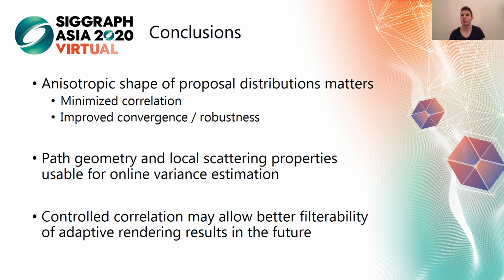We saw that anisotropic shape of proposal distributions matters. By minimizing correlation under variance constraints, we can get better robustness and improved stability. We also saw that certain kinds of variance estimation are feasible based on only local information of individual samples. We hope that this proves useful for other adaptive rendering techniques in the future. Finally, we found that controlled correlation in adaptive rendering improves filterability. We hope that further improvements can be made by coupling the amount of correlation with a suitable filter.